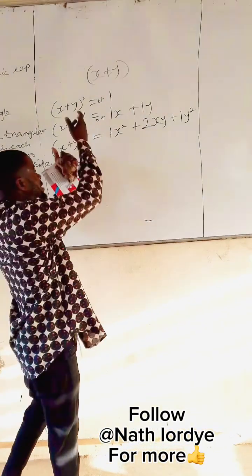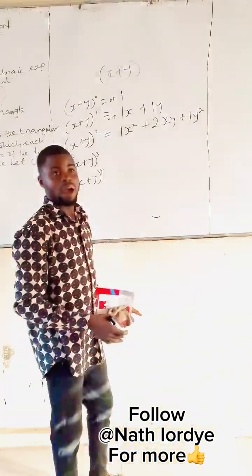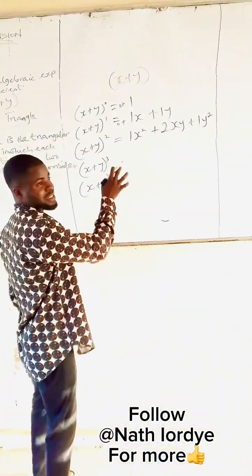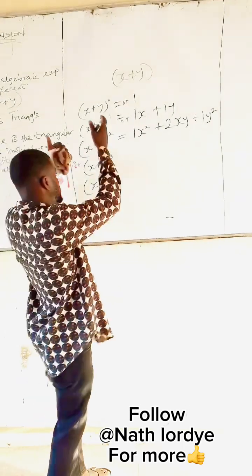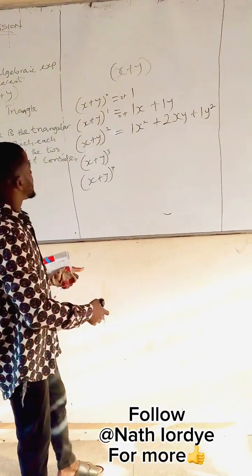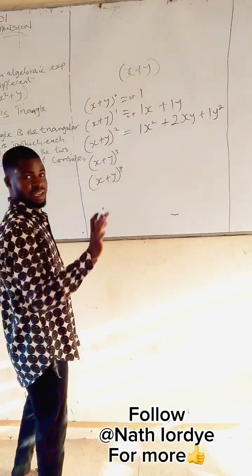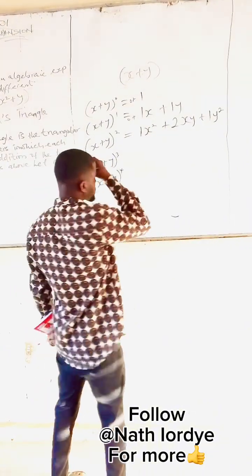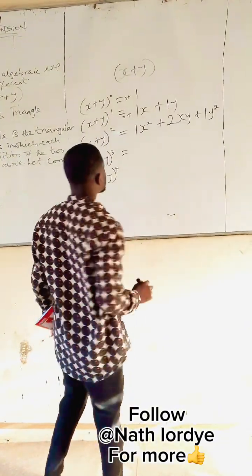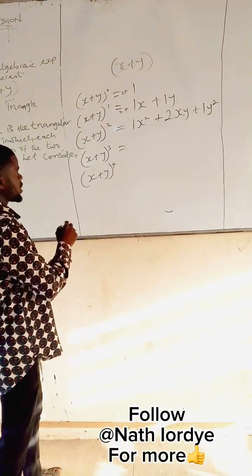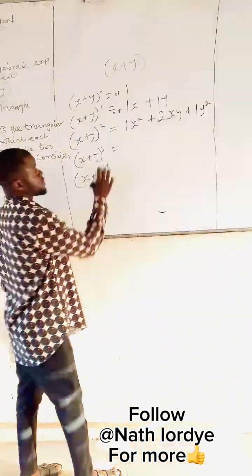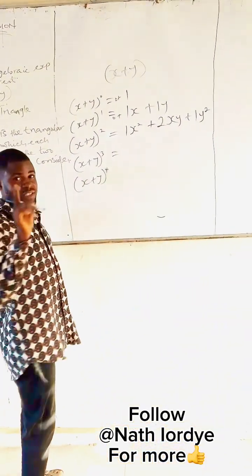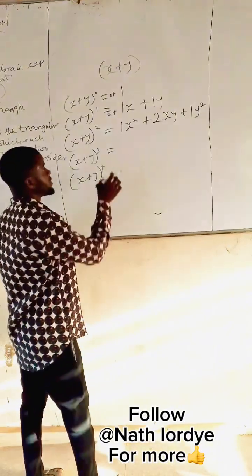Remember I told you I'm expanding these equations to form Pascal's triangle. I'm going to show you a short form to getting your Pascal's triangle without expanding expressions like this. But let's just take it as a process, okay? So now when you come to the next row, you have x plus y raised to the power of 3. Now the first thing that will come to your mind is the coefficient.